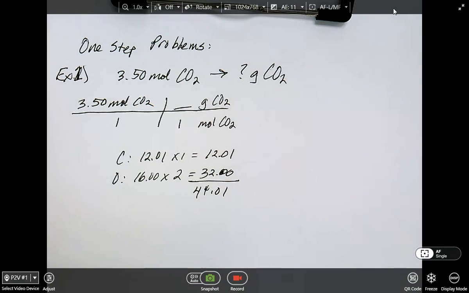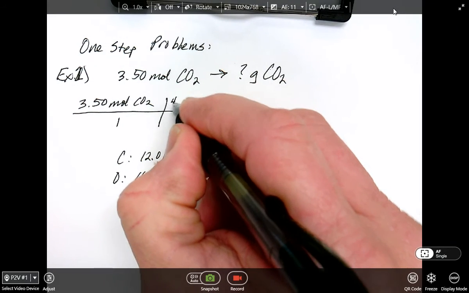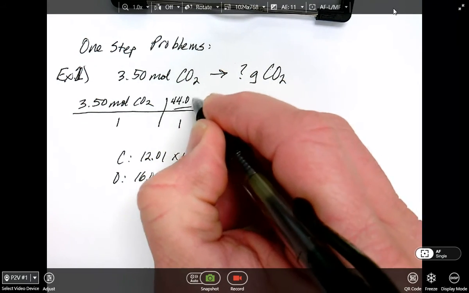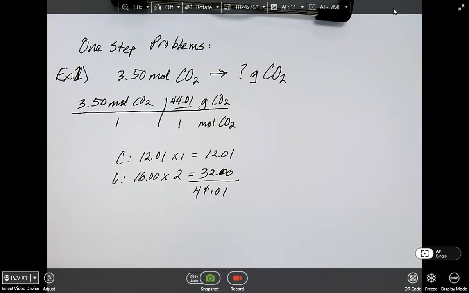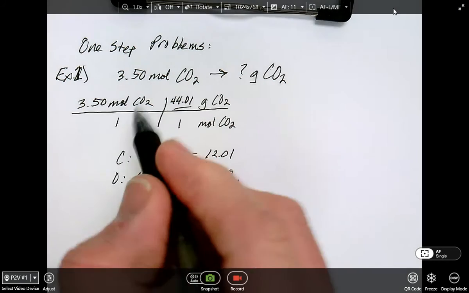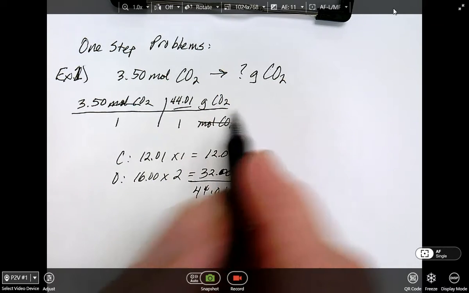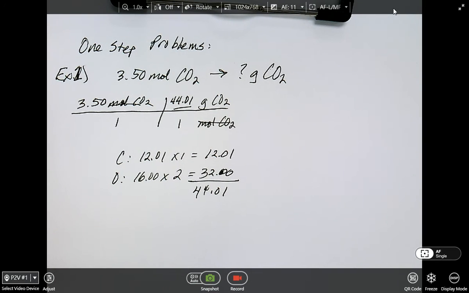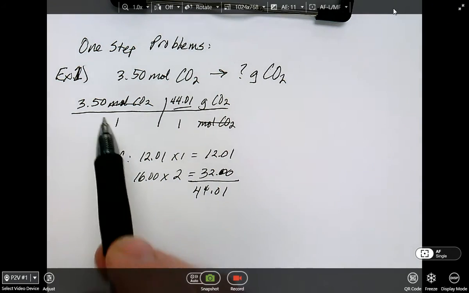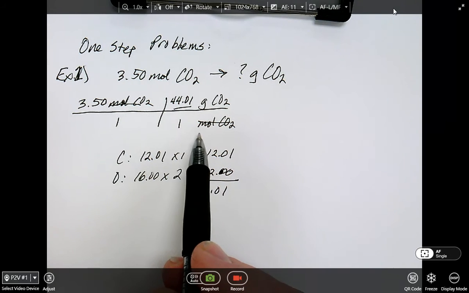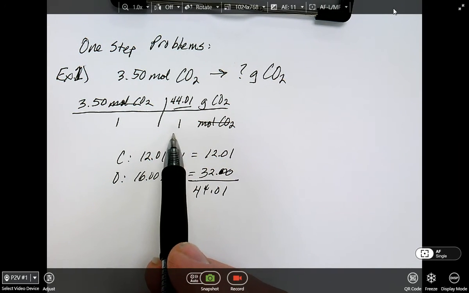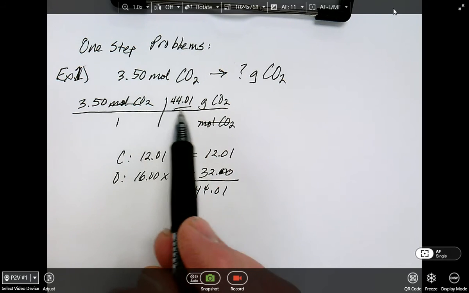So what does that give us? 44.01. So that's going to go beside the mass. 44.01 is what's going to go there. So now moles on top will cancel out with moles on the bottom. So we take our calculator, and since dividing by 1 is not going to change anything, we're not going to worry about the ones. We're just going to multiply straight across the top.